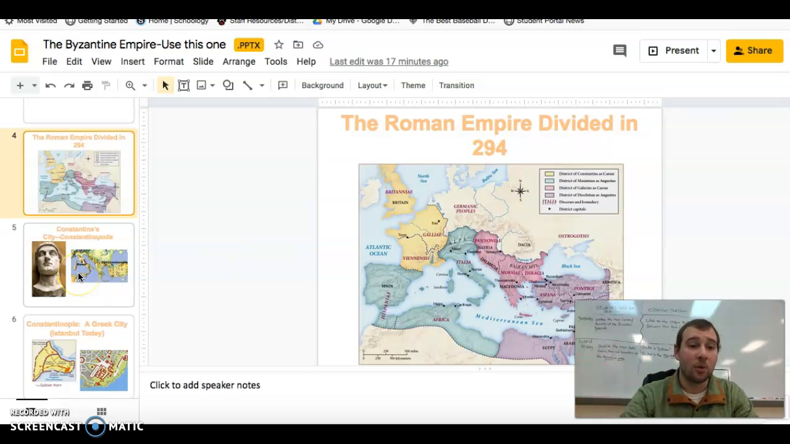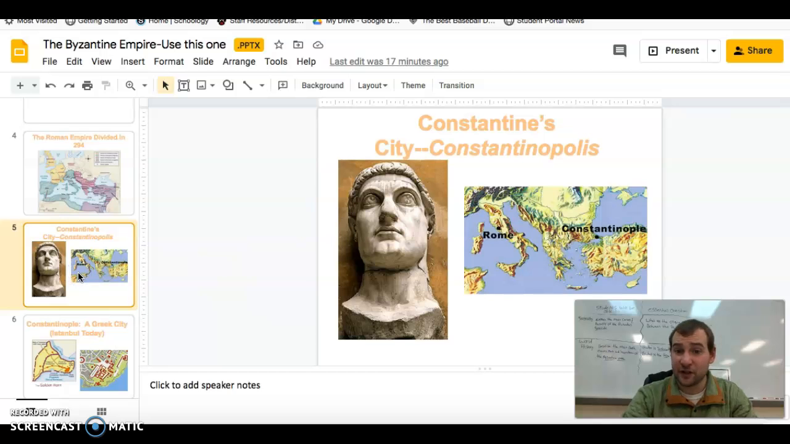All right, now when they split, the first leading figure in the Eastern Roman Empire is this guy named Constantine. And we looked at Constantine a lot during the back half of the Rome unit because he's the guy that basically makes Christianity legal. And it allows it to spread, and it does thanks to Constantine.